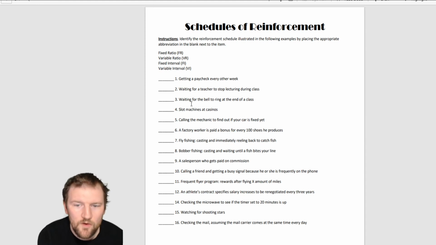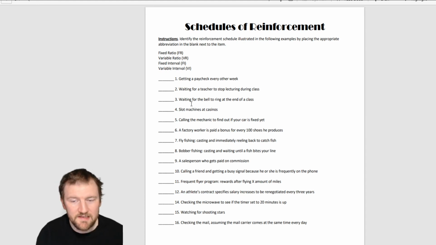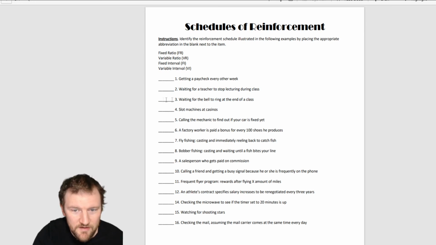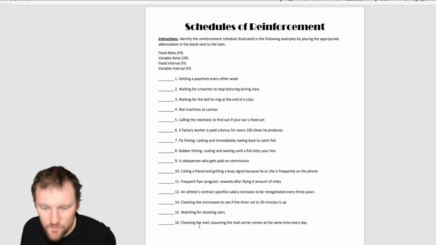Number 3, waiting for the bell to ring at the end of a class. That's very similar to number 2, but do you know when that bell's going to ring? Yes, you know exactly when the bell's going to ring. So that'd be fixed, but you still have to wait. That's interval.